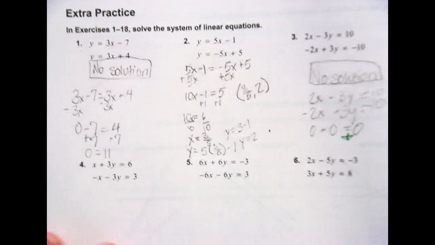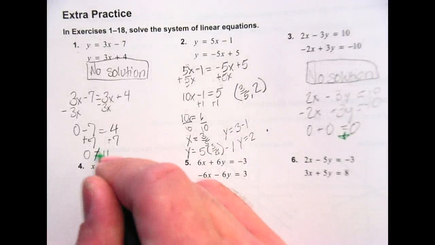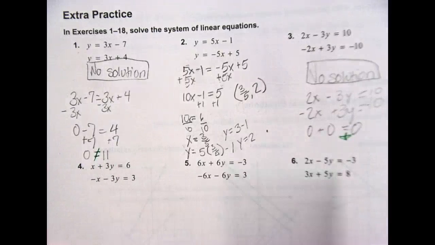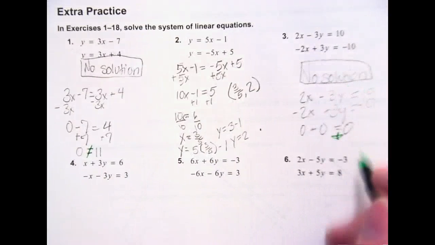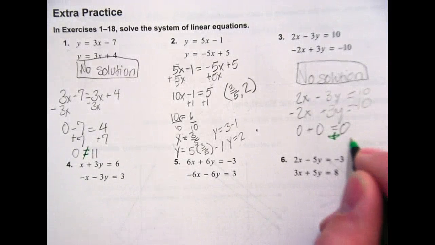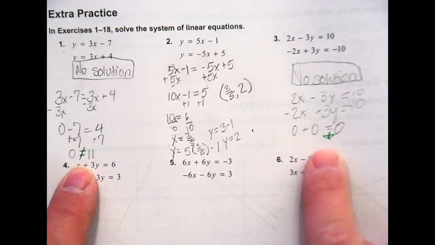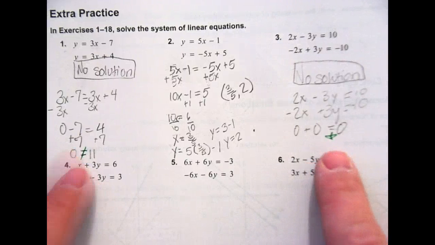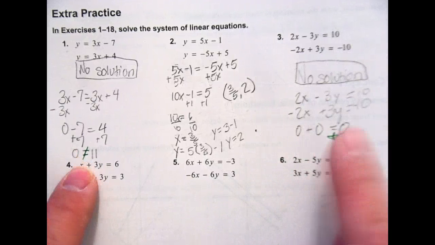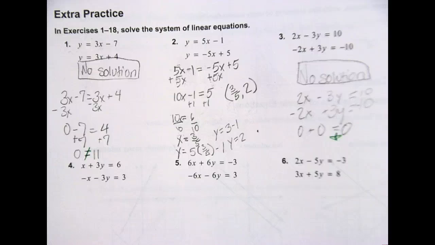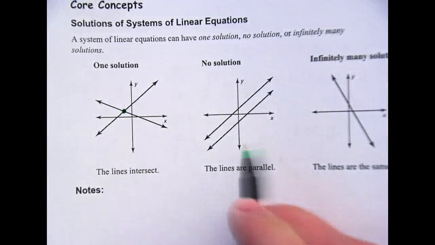That's much different than over here where the variable disappeared and you had a false statement. Okay, this one's false, this one's true. This is no solution. This is actually called infinitely many solutions. They look very similar with the exception that this one becomes false, this one's true. The variables disappear in both, but if it's false, it's no solution. If it's true, it's infinitely many. Picture-wise, remember, that's the difference between this and this.